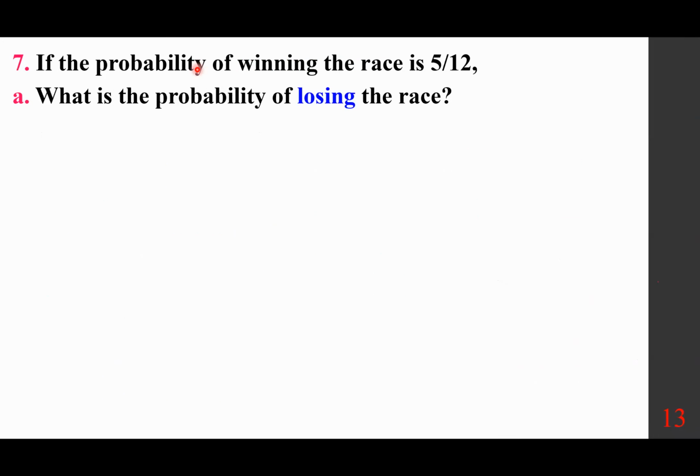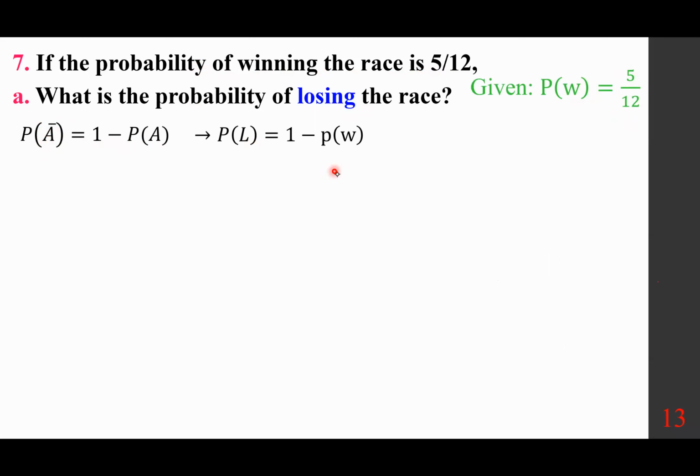If the probability of winning is 5 over 12, what is the probability of losing? This is the concept known as complementary events, where probability of winning is given as 5 over 12, and I remind you that the probability of A bar, or A naught, or complement of A, is 1 minus P of A. So if the probability of winning is 5/12, 1 minus that is the probability of losing, which makes it 7/12.